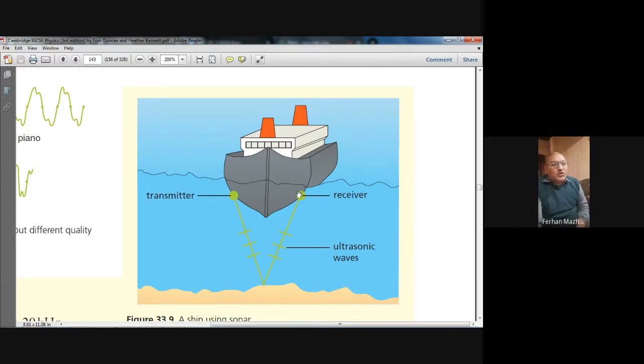So we were talking about how, if you know the speed of the ultrasound in the water, and you know the time taken for the ultrasound to go to the seabed and then come back, you simply multiply speed with the time, and whatever distance you get, divide that distance by 2. And that will give you the depth of the ocean at that point. We will do numericals on this topic. Do you understand this idea?